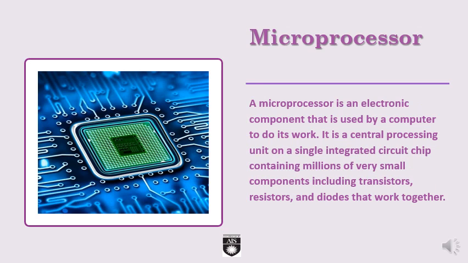The picture that you are seeing now is of a microprocessor. A microprocessor is an electronic component that is used by a computer to do its work. It is a central processing unit on a single integrated circuit chip containing millions of very small components including transistors, resistors and diodes that work together.